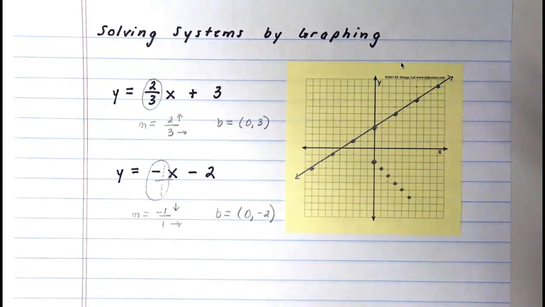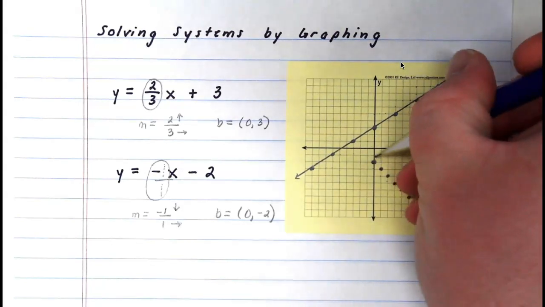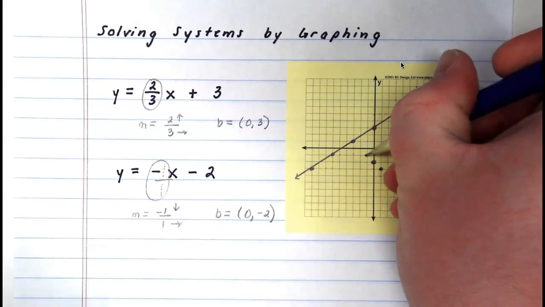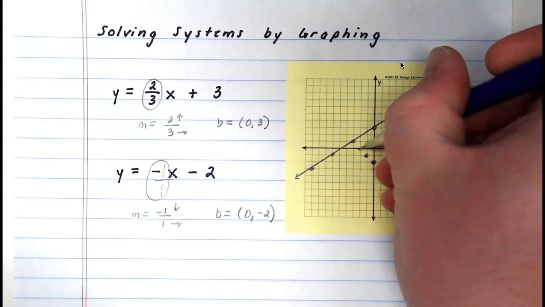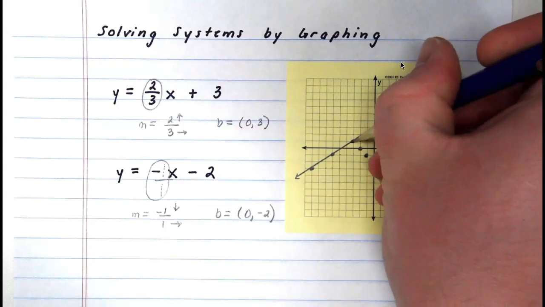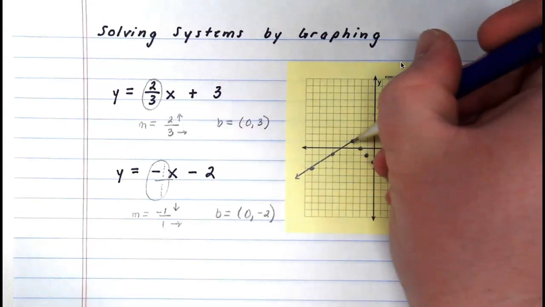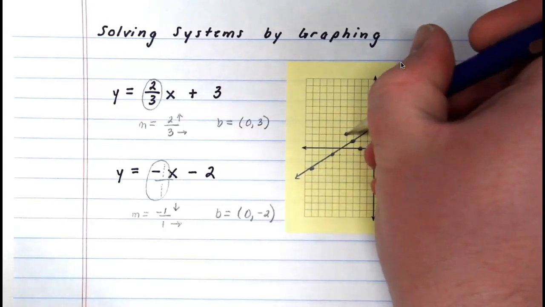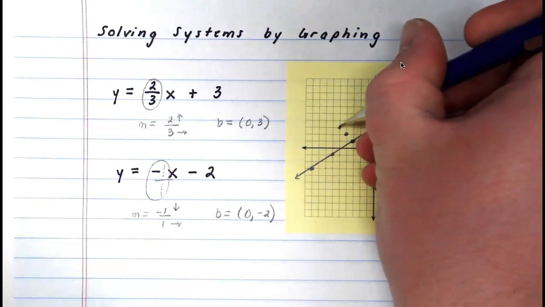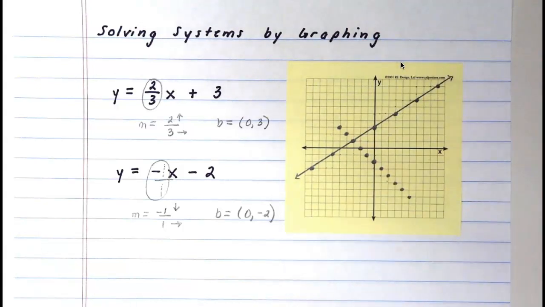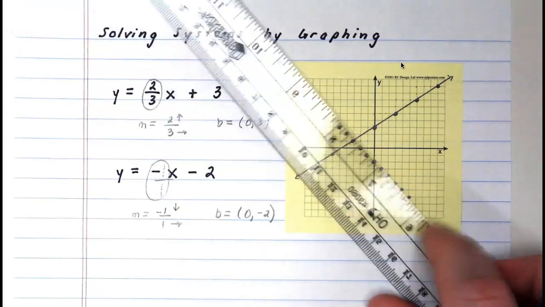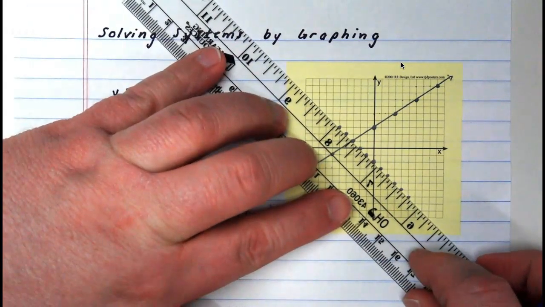And if we go the other direction, we go up 1, left 1. So up 1, left 1, up 1, left 1, up 1, left 1. Oh, that's a shared dot. Up 1, left 1, up 1, left 1. And again, you can put our ruler on there and construct our line.